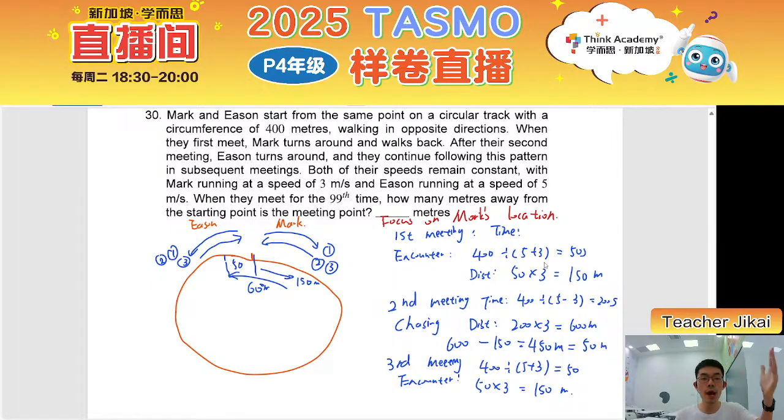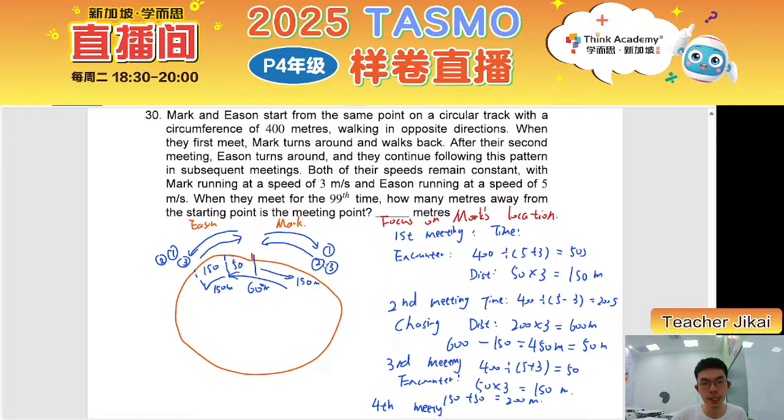But now, where is Mark's direction? He goes in this way, right? So he goes for another 150 meters. So you can see it's now 200 meters from the starting point, right? 150 plus 50 will be 200 meters. So how about the fourth meeting point?